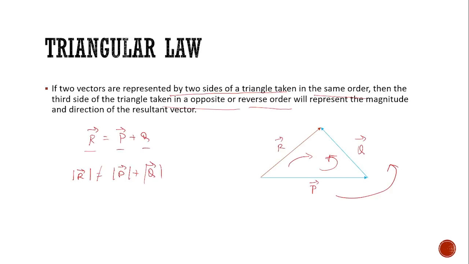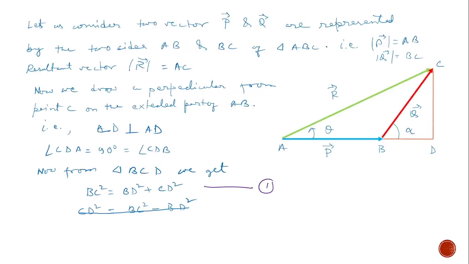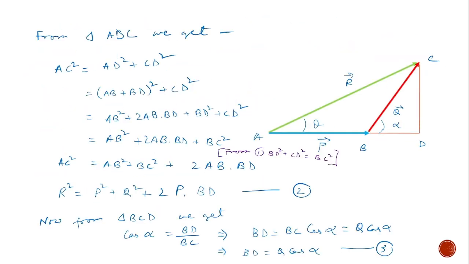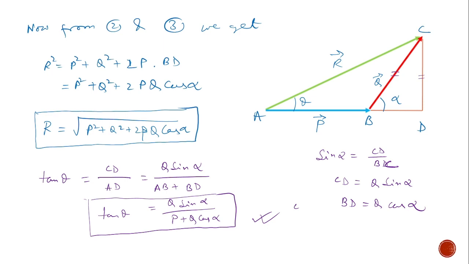In our previous class we have seen how the triangular law can be used to add two vectors. This is the way we solve the problem. We get that R is equal to root over P square plus Q square plus 2PQ cos alpha, where alpha is the angle between the two vectors, and the direction of the resultant vector will be tan theta, where theta is the angle made by the resultant with vector P. It is Q sin alpha by P plus Q cos alpha.